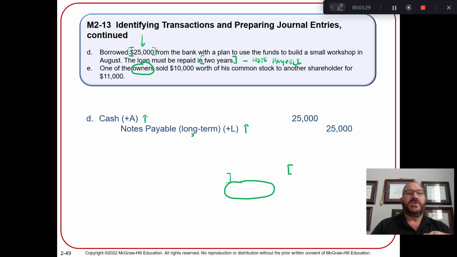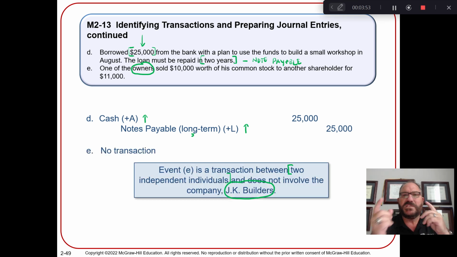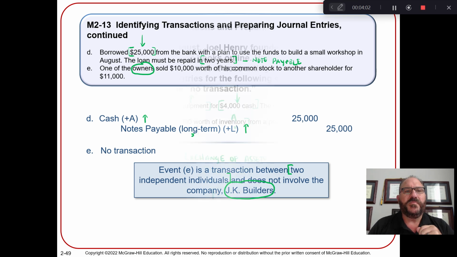Okay. So here it says one of the owners sold $10,000 worth of his common stock to another shareholder for $11,000. So the question is, was there any transaction having to do with the business here? That had nothing to do with the business. That was between two other parties, between the two owners, not with JK Builders. So that is no transaction. All right? So anyway, that's the first homework problem. Let's go ahead and do some more.